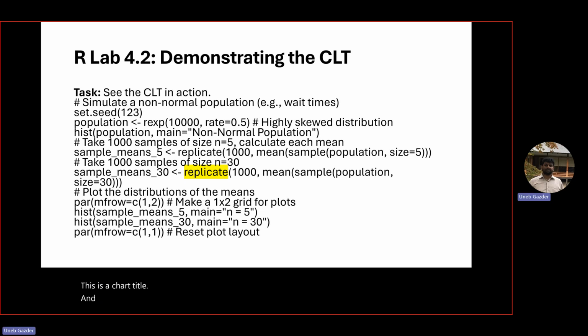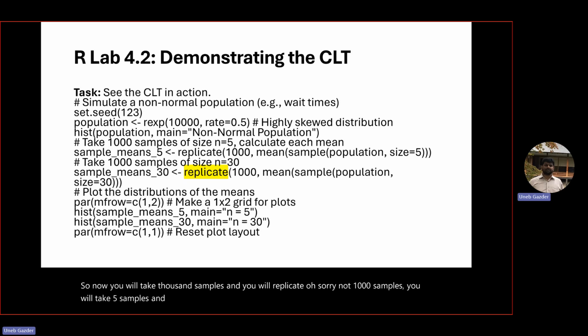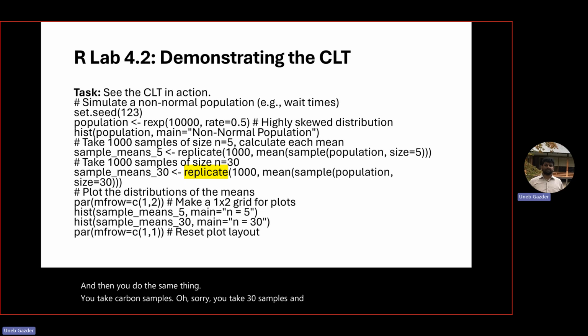And then you take 1000 samples. Oh, sorry, not 1000 samples. You will take 5 samples and replicate it 5 times. And then you do the same thing: you take 30 samples and replicate it 1000 times. And they are from the same population.